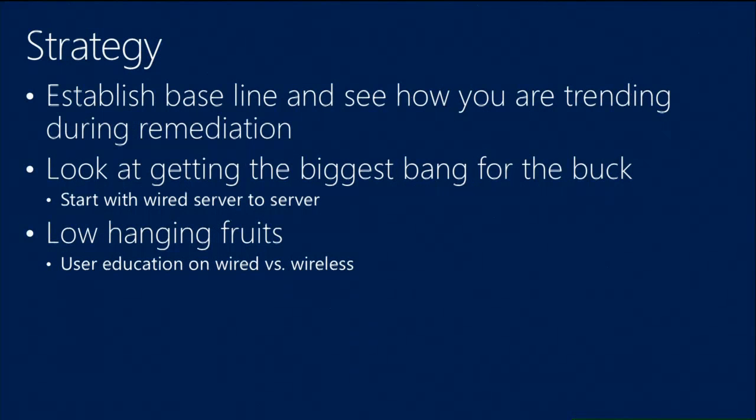So, what will we suggest? We suggest that you establish a baseline, and then you use that baseline and see how it trends over time when you fix the problems in your network, if those are the things causing you bad quality. So look at getting the biggest bang for the buck first. So start with wired server to server, because that's where we would assume we have the best quality. Servers on the internal network, wired. They should just have very good network performance between them.